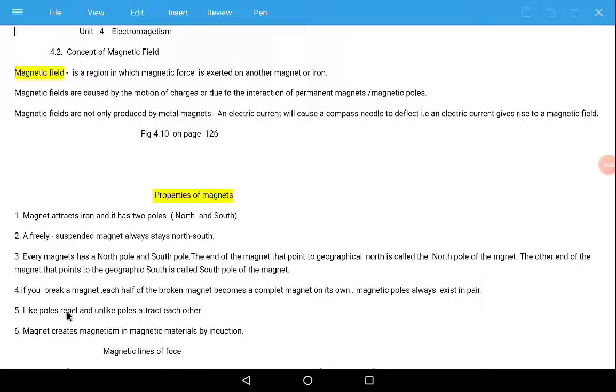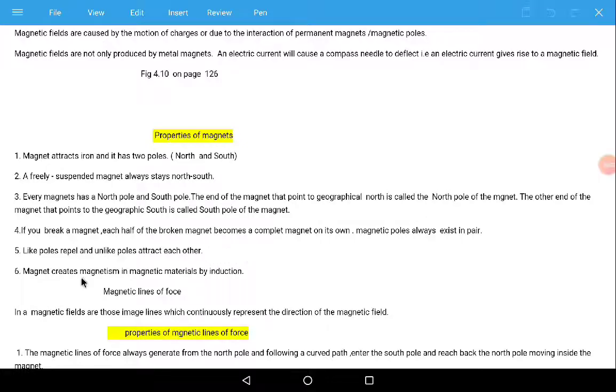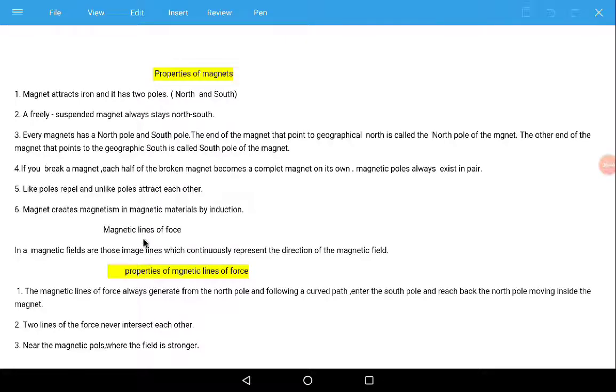The fifth one, like poles repel. That means like poles, the north poles repel each other and the south poles repel each other, and unlike poles attract each other. Unlike poles means north and south attract each other, or south and north attract each other. The sixth one, a magnet creates magnetism in magnetic material by induction. So these are the properties of a magnet, or some characteristics of magnets.